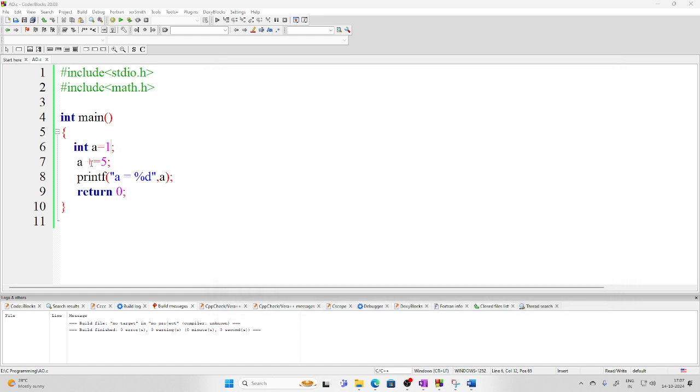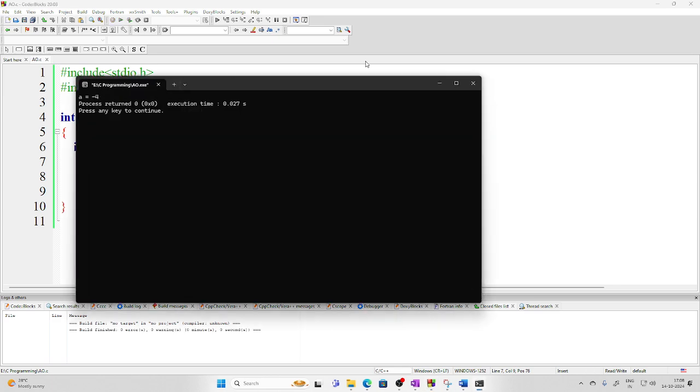This plus equal to means if I write this expression as a = a + 5, the same thing will happen. So instead of writing like this, you can write it in compound assignment: a = a + 5 becomes a += 5. In the same way I can write minus. So it will become a = a - 5, that means 1 minus 5, that means minus 4. So it will come as minus 4.